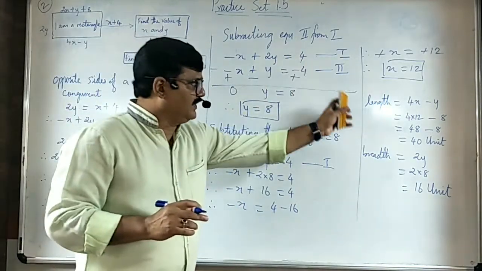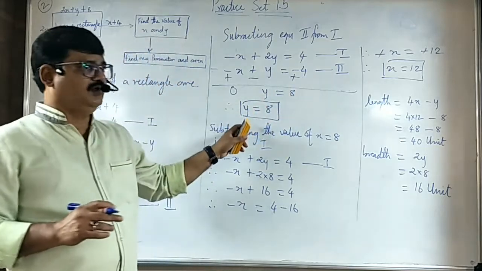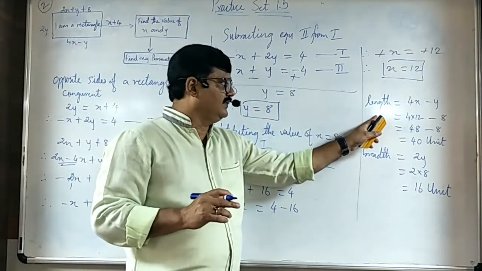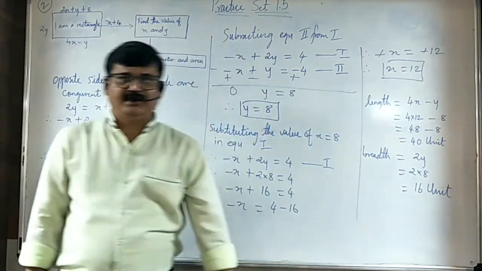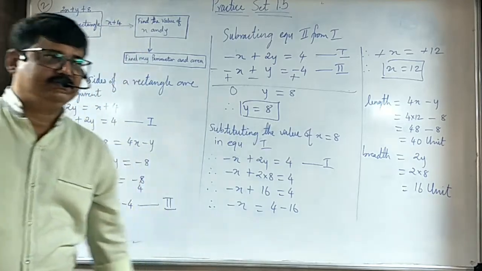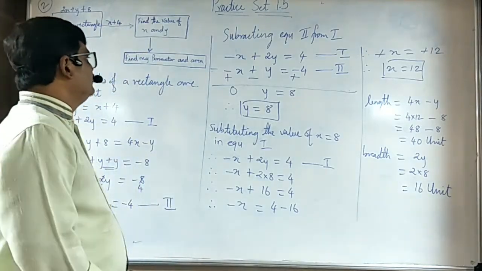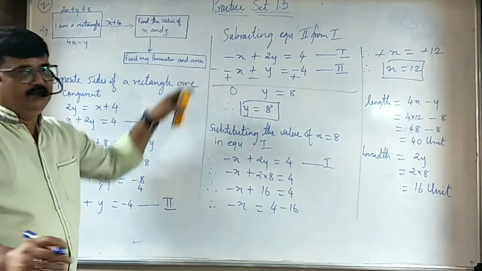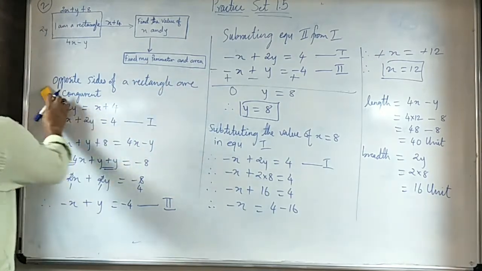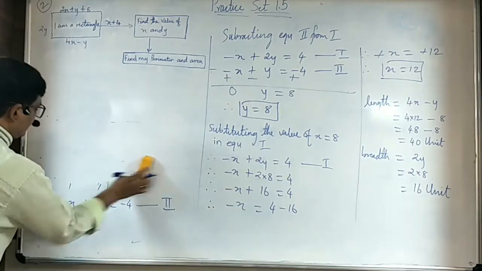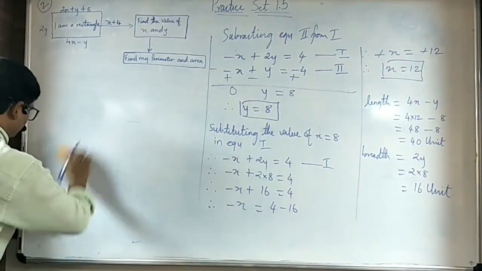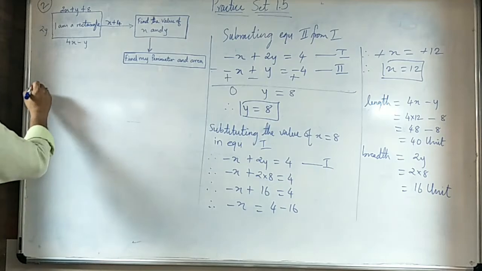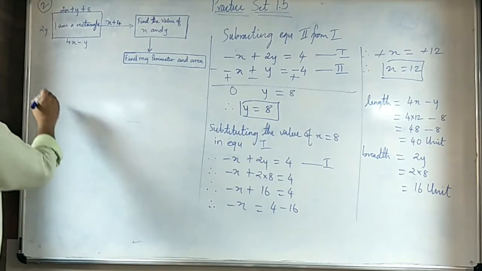So up till here, I think I have finished my question number 1. Here I found the value of x, the value of y, then the value of length, and then the value of breadth. Up till here we have found all of this. Now we are going to find out the perimeter and the area. Let's see how to find the perimeter and how to find the area. For that I have to apply the formula. So I have to write it over here, perimeter of a rectangle.